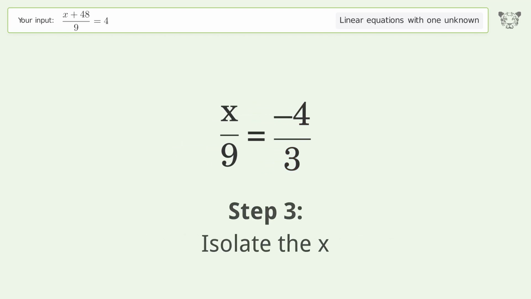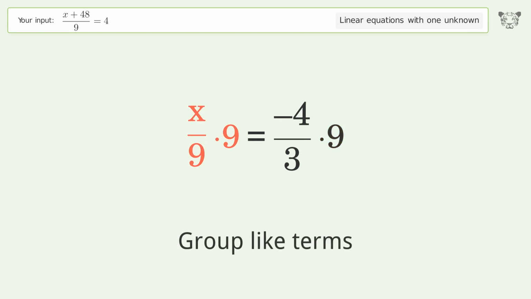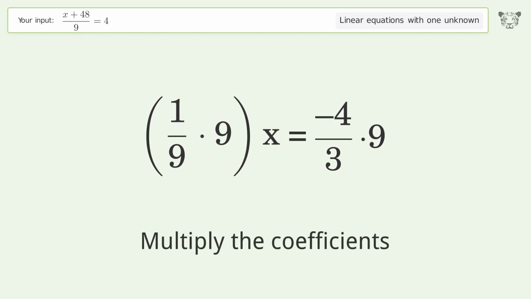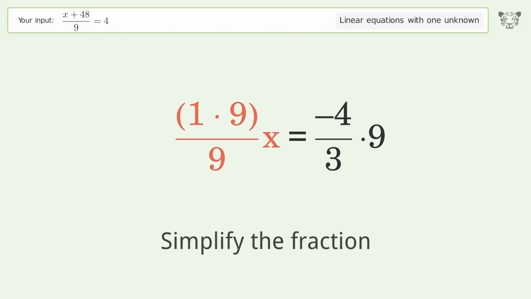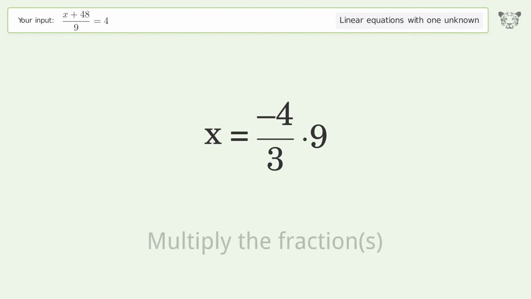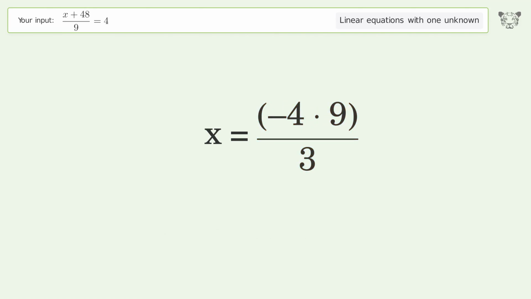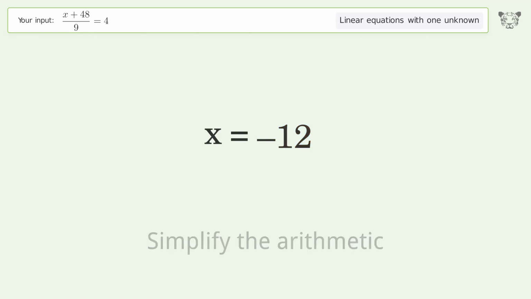Isolate the x. Multiply both sides by 9. Group like terms. Multiply the coefficients. Simplify the fraction. Multiply the fractions. Simplify the arithmetic. And so the final result is x equals -12.